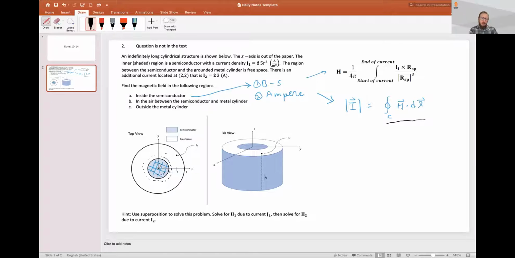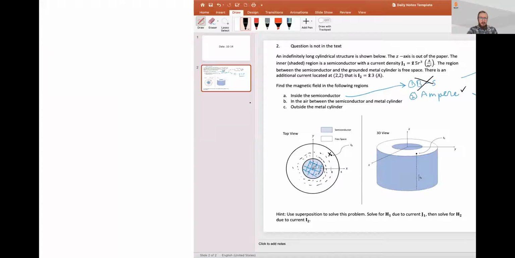And then it seems like we could keep expanding this all the way until we get to this point, right? At this point, once we get our contour all the way out to here, the symmetry is going to be broken. So let's use Ampere for here. And then once we get to this area, in the air between the semiconductor and the metal cylinder, we will have kind of two ways of thinking about this.